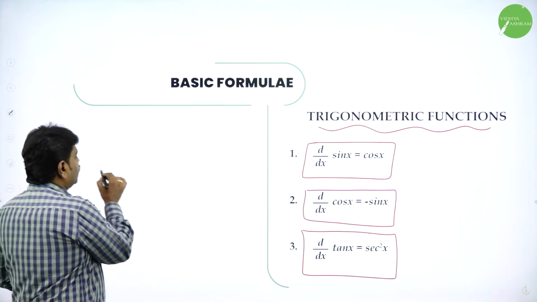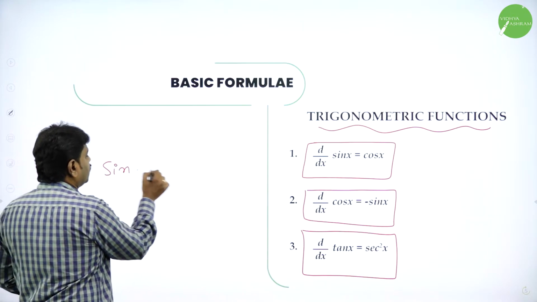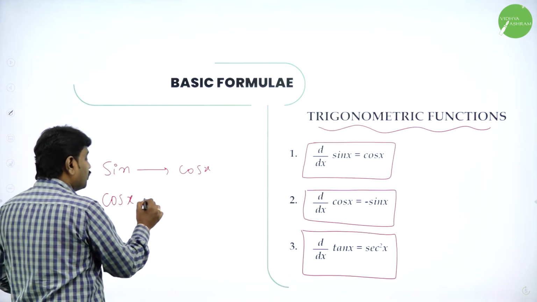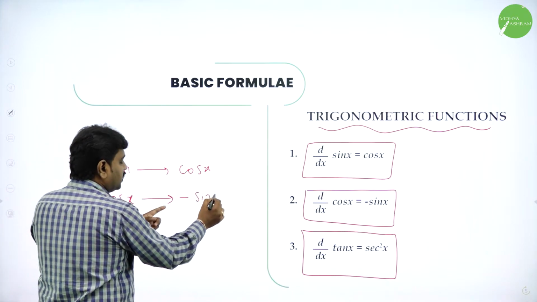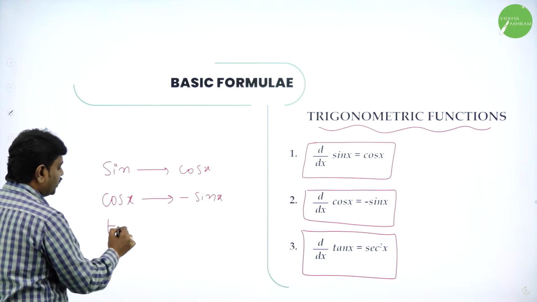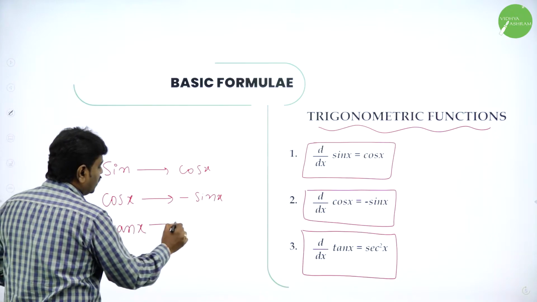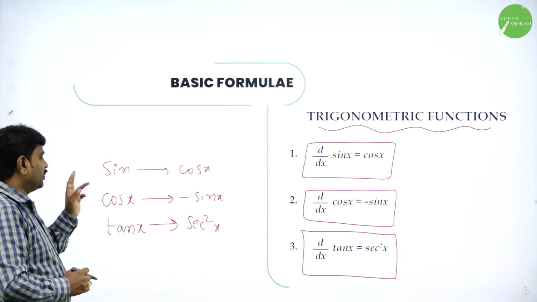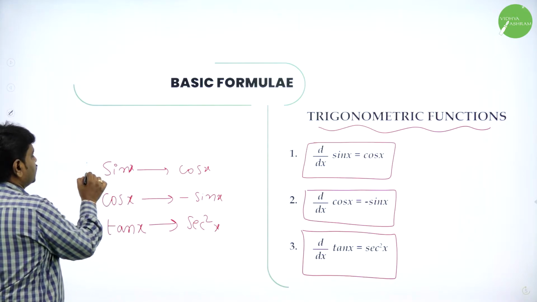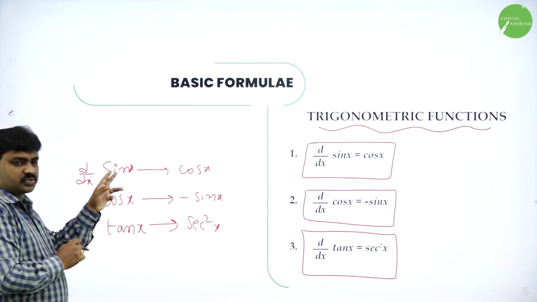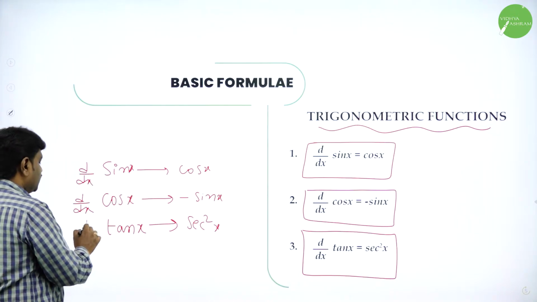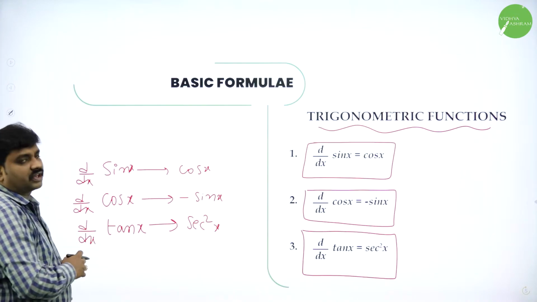So what is the derivative of sin? Cos. And what is the derivative of cos? Minus sin. Here the minus sign comes, don't forget. And what is the derivative of tan? Differentiation of tan x gives you what? Secant square x. So these are the 3 basic formulae. D by dx of sin x is cos x. Differentiation of sin x with respect to x is cos x. D by dx of cos x is minus sin x. D by dx of tan x is secant square x.